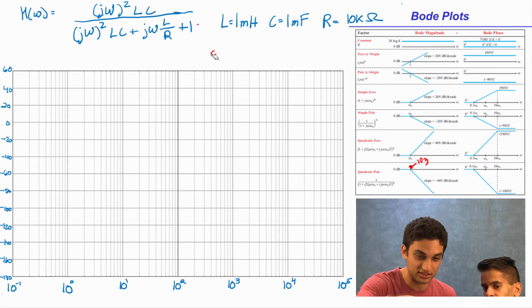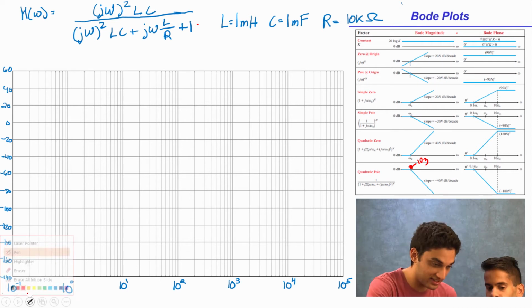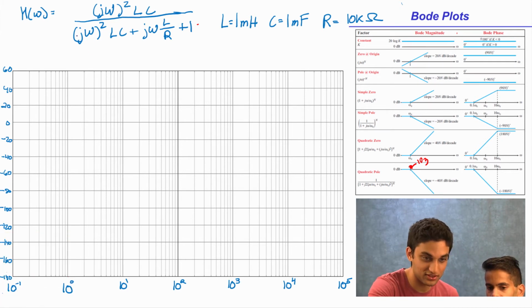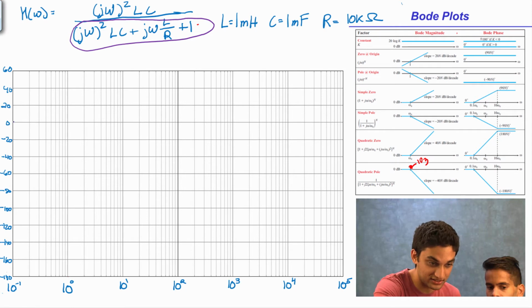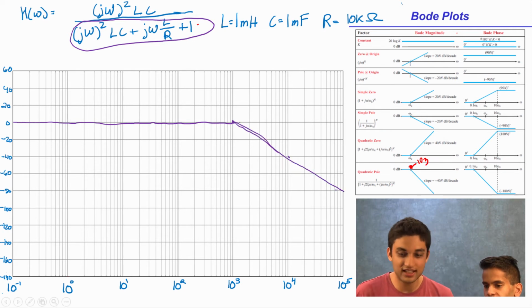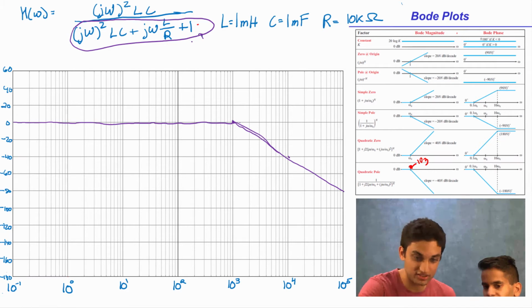So we're going to be fancy and choose a different color. Purple, cool. So this whole thing is going to be 0 until 10 to the 3, which is the cutoff point, and then starts decreasing at 40 dB per decade. So there you go. That's our magnitude Bode plot for this term.